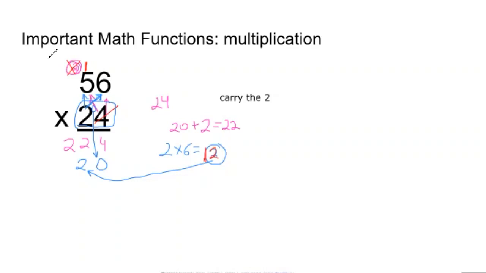So what is 2 times 5? It's 10 plus 1 is 11. Let me show you again. 2 times 5 is 10, right? But I'm going to add the 1 equals 11. So we have to practice doing this again and again and again.